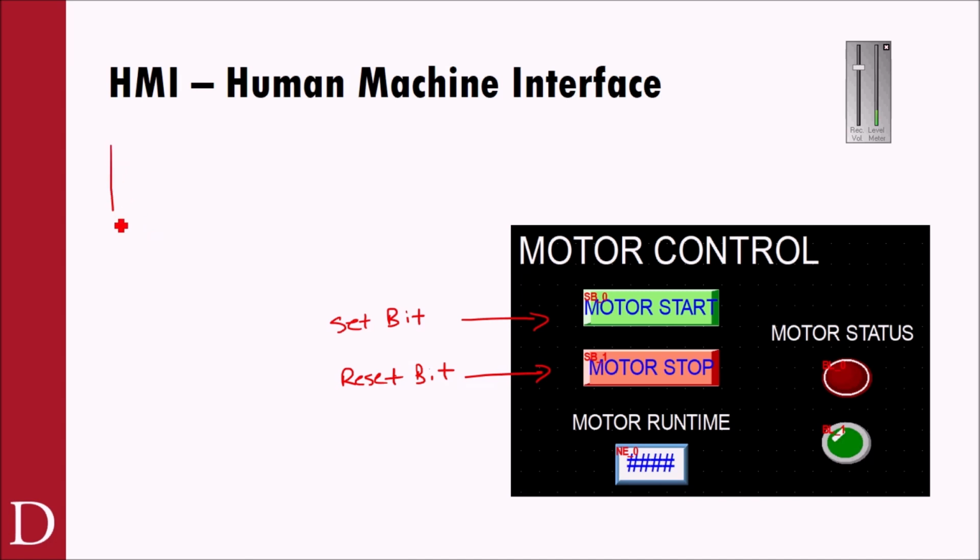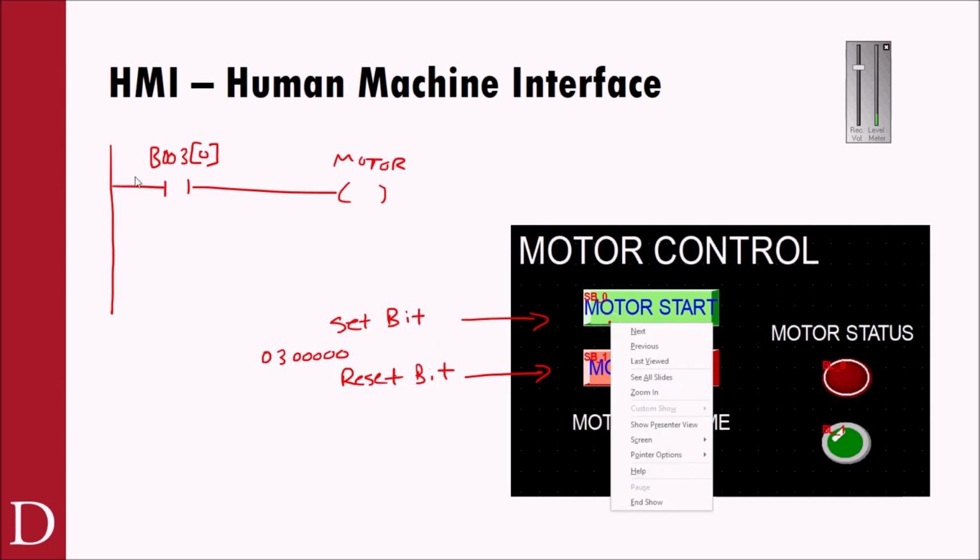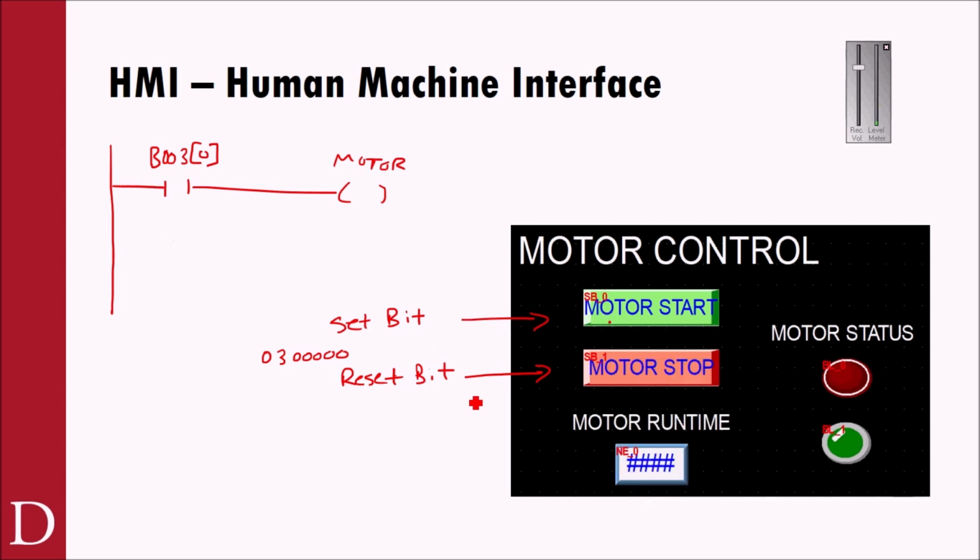Meaning if I want to turn the motor on in my PLC, whatever that is, if it's a B003 element 0, and I think we've had to determine this is like 0300000 or something like that. If I just want to turn the motor on, it's that simple, right? The motor, I'm going to set that bit with this button, and it's going to turn on. I'm going to reset that same address or that same bit with this button, and that bit's going to turn off.